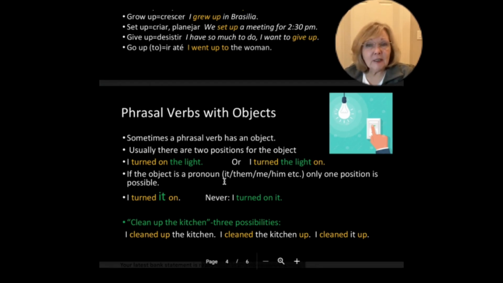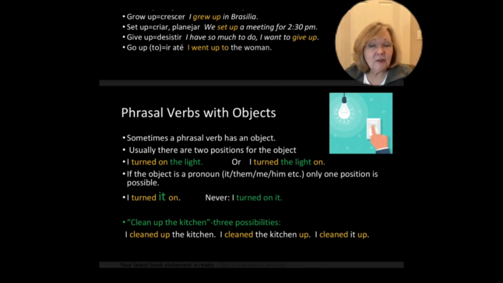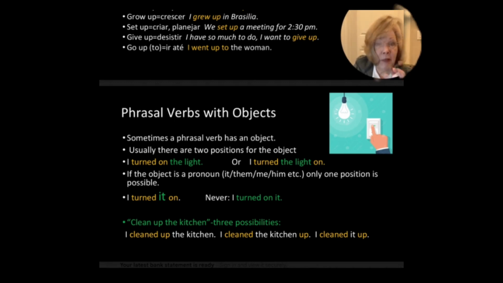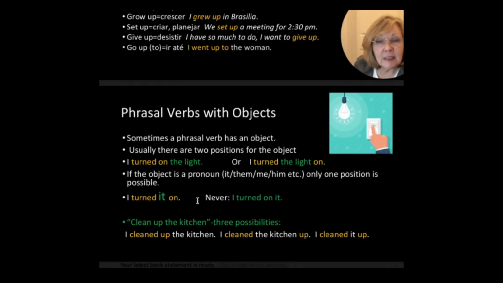If the object is a pronoun such as it, them, he, me, etc., only one position is possible, and it's always splitting the verb and the preposition. For example, I turned it on. You would never say, I turned on it. So I turned it on. When it's a pronoun, it goes in between the verb and the preposition.